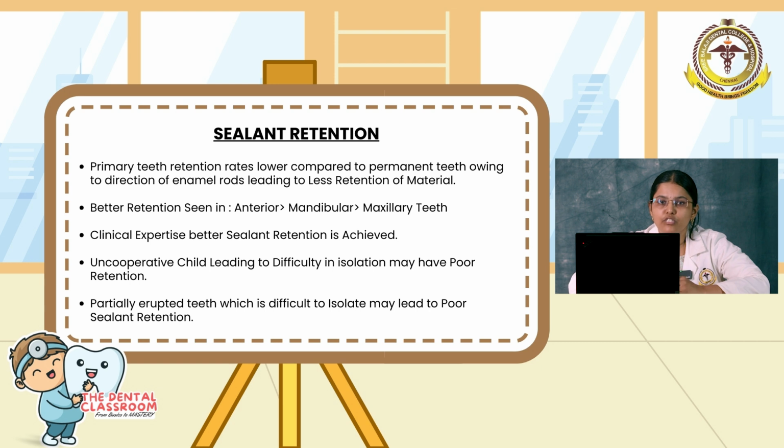Next, we are going to discuss sealant retention. Primary teeth retention rates are lower compared to that of the permanent teeth. This is owing to the direction of the enamel rods, leading to less retention of the material in the primary teeth. Better retention is seen in the anterior teeth, followed by the mandibular teeth and maxillary teeth. Next, clinical expertise will play a major factor in placement of the sealant. Next, an uncooperative child leading to difficulty in isolation may have poor retention. Next, partially erupted teeth, which are difficult to isolate, may again lead to poor sealant retention.